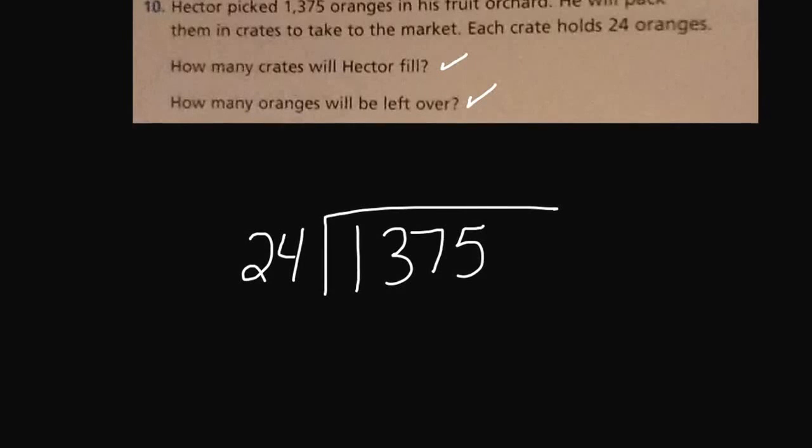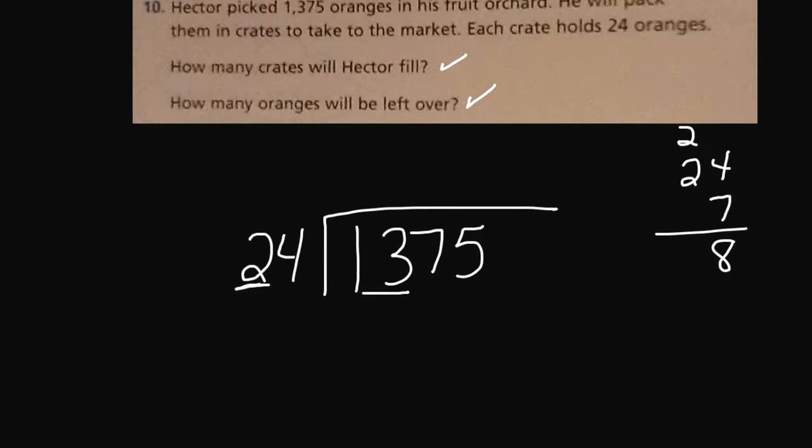Okay, again, I'm looking at 2 into, I'm going to round this to 1400, and I know that 2 goes into 14 7 times. So I'm going to try 24 times 7. No, I rounded too high. You can see already that's going to be 14. That's going to be 168, and that happens sometimes. I'm going to try 24 times 6.